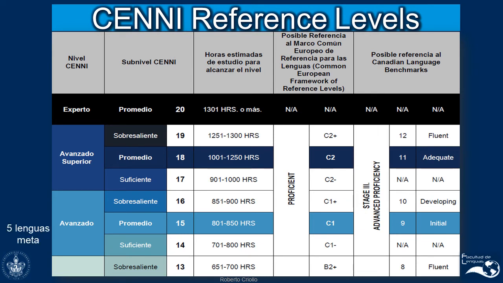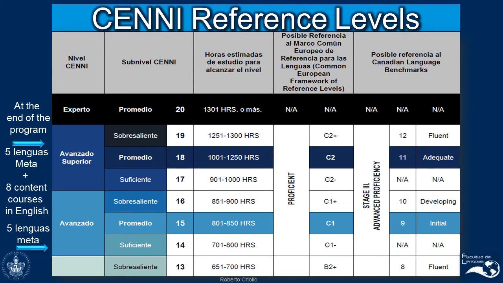First of all, if you take your 5 Lengua Metas, you have over 100 hours, which will be enough to be at a C1-. And if we take into account your 5 Lengua Metas plus 8 content courses in English, you go over 1,000 hours. That means that you will have enough level to get the C2. And at the end of the program, you have completed so many hours that you go over the estimated number of hours calculated in the CENI.